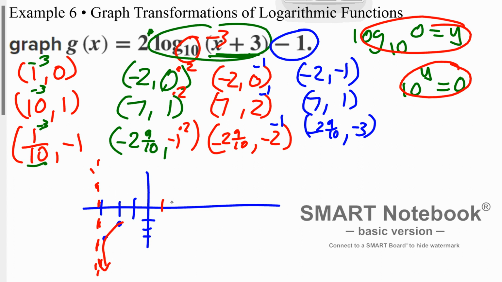And then this way I'm at 1, 2, 3, 4, 5, 6, 7, 7, 1. So there's my third point. All right, looks something like that.